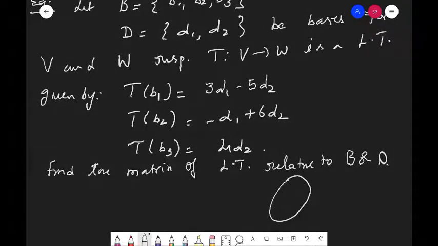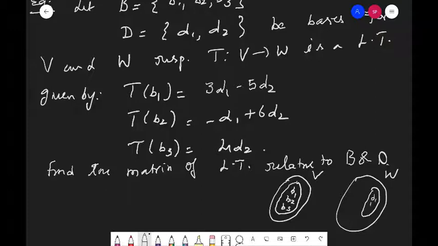Now let us first draw a diagram for this. I have here V and W, and we have a basis for V with elements B1, B2, B3, and a basis for W with elements D1, D2. Now, according to the procedure, what do we have to do? The procedure says: a basis for V is given, a basis for W is given, T is a linear transformation, find T of B1, whatever the basis elements in the domain, find T of B2, find T of B3.